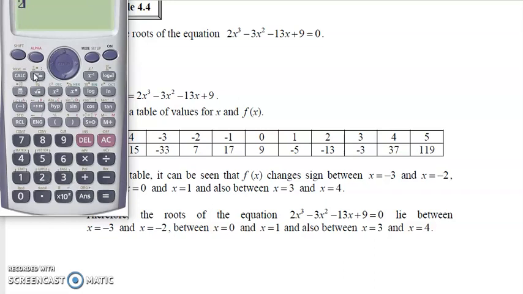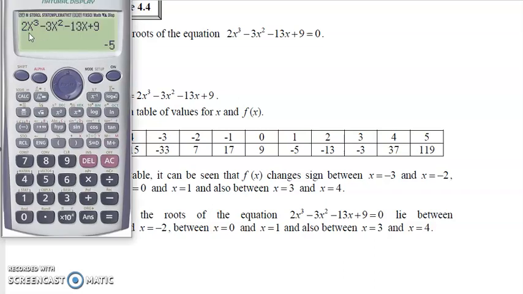So we'll be having here 2, alpha x cubed, and then we'll be having minus, right? Okay, write the equation here, 2x cubed minus 3x squared minus 30x plus 9, and then press calc, and having your value of 0, you'll be having 9, and so on until you get all the values.